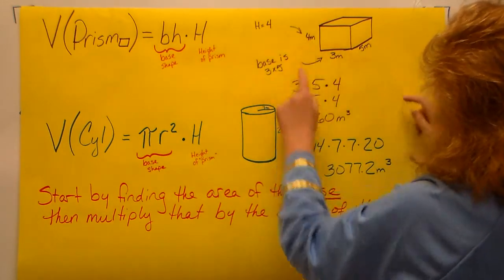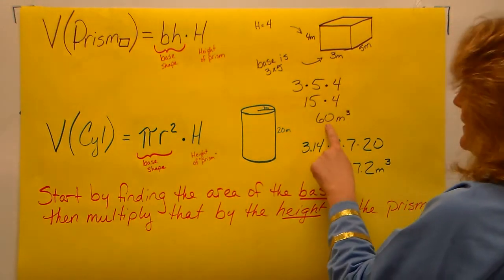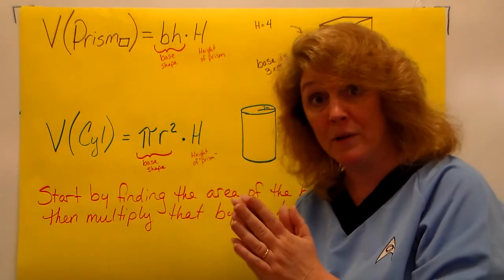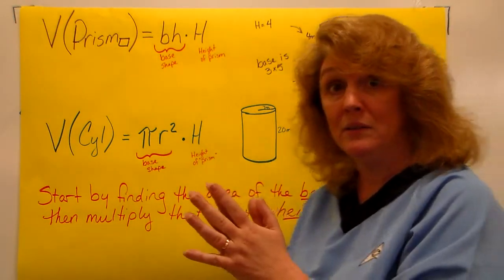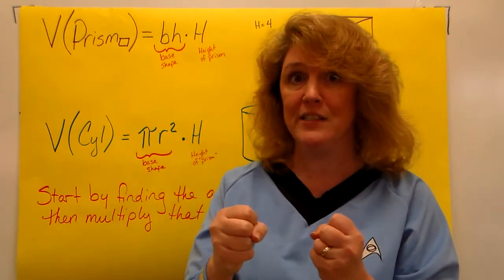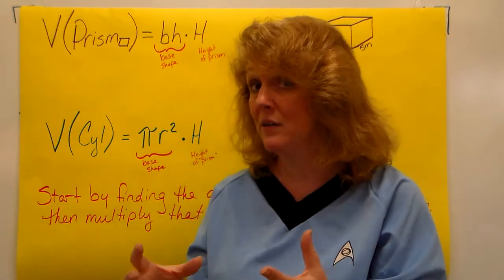That's 3 times 5 times 4. 3 times 5 is 15, times 4 is 60. 60 meters cubed. That's it. If you can follow your formula, you can do well. If you can figure out what formula you use, then you're perfect. So you've got to really look at your shape and figure out what numbers go where.